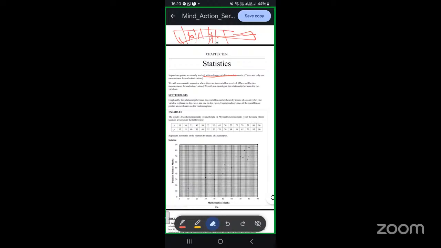Then let's continue with this part. This paragraph here is just telling us that we will now consider scenarios where there are two variables involved. There will be two measurements for each observation. We will also investigate the relationship between those two variables. So now we are no longer going to look at data of only one variable. Back then, when they were talking about maybe the size of the shoes, they were only talking about that size of the shoes.